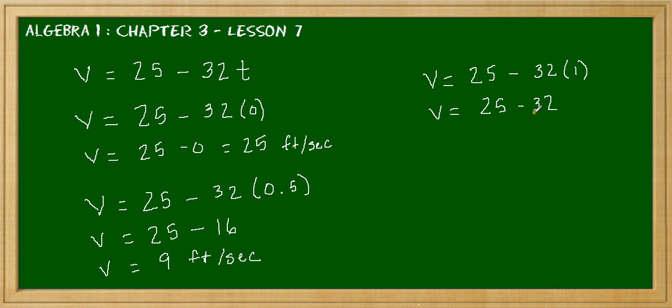Looks like we have a negative number coming out here because we're subtracting a larger number from a smaller number. And the answer there is v is equal to -7. Now that's interesting. Okay, feet per second. Okay, now let's discuss this. We saw it go from 25 and half a second, it's now 9 feet per second.